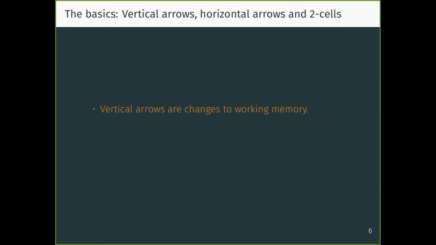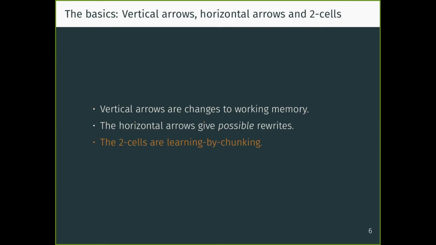Well, the vertical arrows are changes to working memory, graph morphisms, for example. The horizontal arrows, on the other hand, give us the set of possible rewrites to get from one working memory state to another. By possible, what I mean is rewrites which the production system actually knows about and is allowed to perform in the current state. The two-cells then correspond to learning by chunking, that is, learning new production rules by looking at the result of a sequence of applications of production rules.